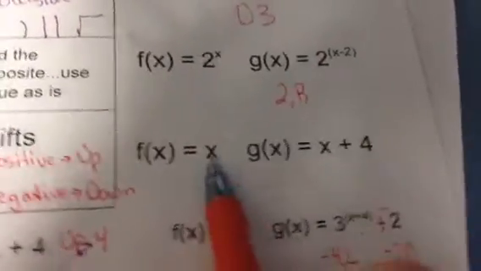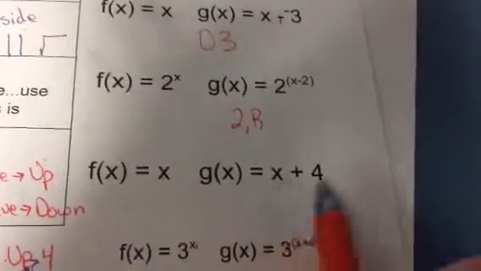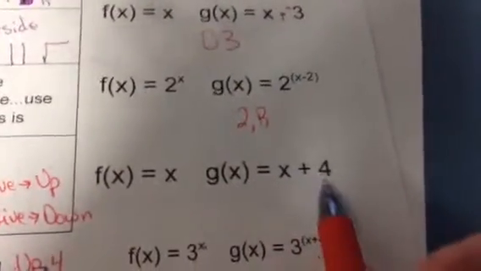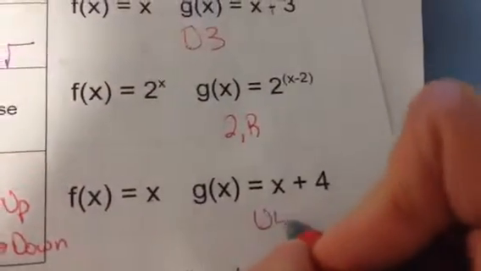And then here's another line. I've got a plus 4. This is outside, it's not inside anything. So the plus 4, since it's outside, it's positive, it's going to go up 4.